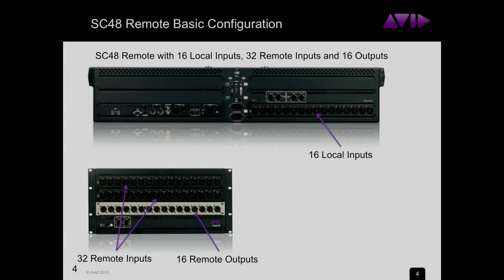So let's take a look at maybe the basic configuration. If we scoot around behind the console, what you see on the screen is really the basic configuration of SC48 Remote. And note that we've actually got 32 remote inputs now. The remote stage box is going to carry 32 of those inputs. And we also have 16 outputs located in the Stage 48. As well, we have 16 inputs located locally in the SC48 control surface.